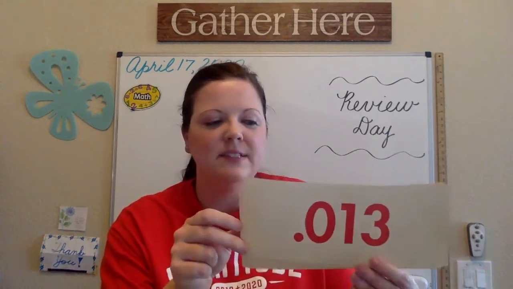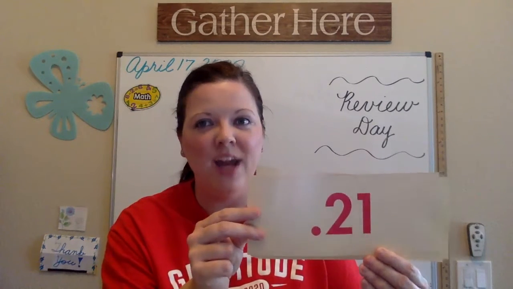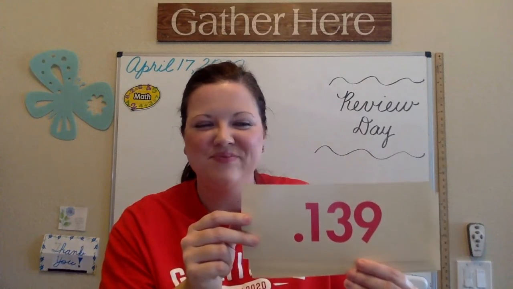I will show you the decimal. You tell me the fraction. Here we go. 13 over 1,000, or 13 thousandths. 21 over 100, or 21 hundredths. 29 over 1,000, or 29 thousandths. 7 over 100, or 7 hundredths. 2 more. 9 over 1,000, or 9 thousandths. 139 over 1,000. Good job.